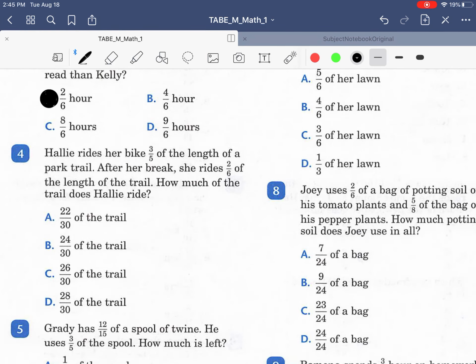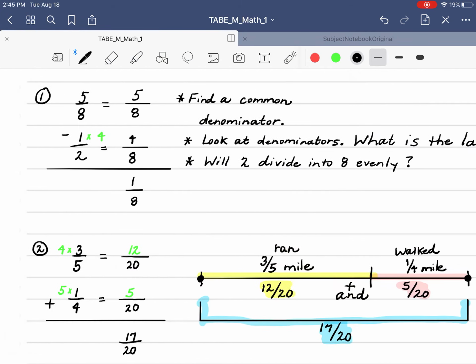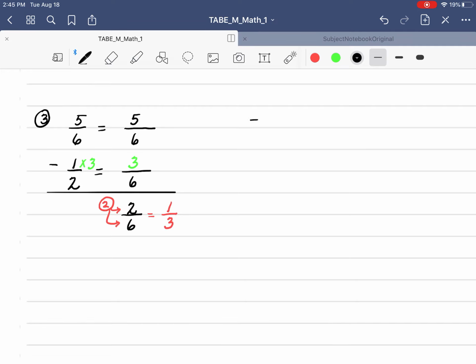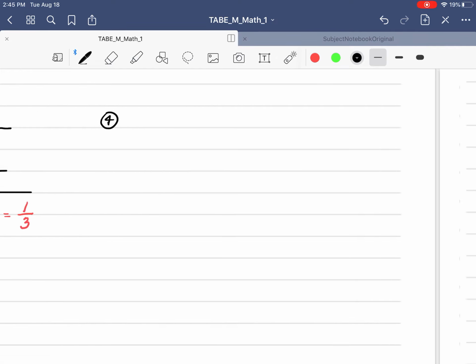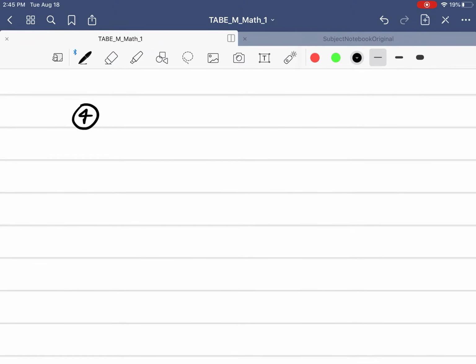Okay, number 4. Holly rides her bike 3/5 of the length of a park trail. After her break, she rides 2/6 of the length of the trail. How much of the trail does Holly ride? So this is an addition problem, 3/5 and 2/6. And let me just put it right here. I'm not going to draw this one. You can if you want, but my video will get very long if I do that on all of them. And we're adding these two together.